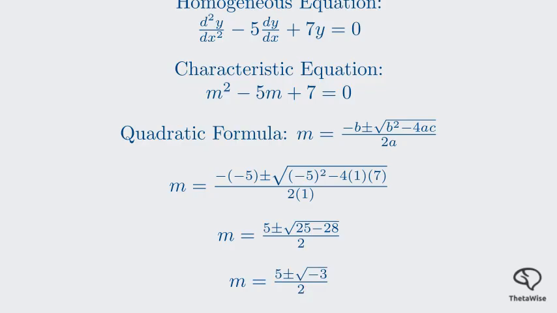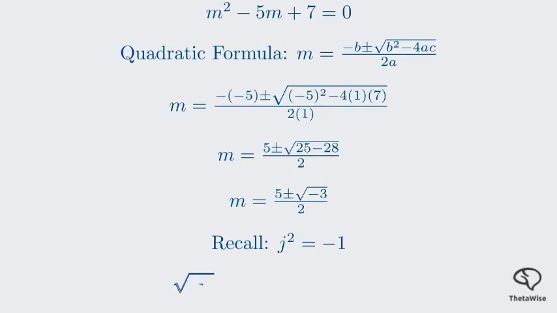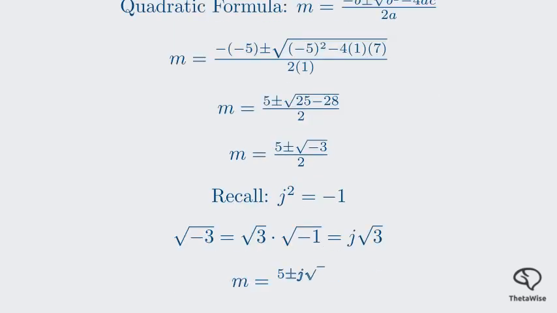When the discriminant is negative, we express the square root of a negative number using the imaginary unit, j, where j squared equals negative 1. So the square root of negative 3 is j times the square root of 3. Our roots are m equals 5 plus or minus j times the square root of 3, all over 2.